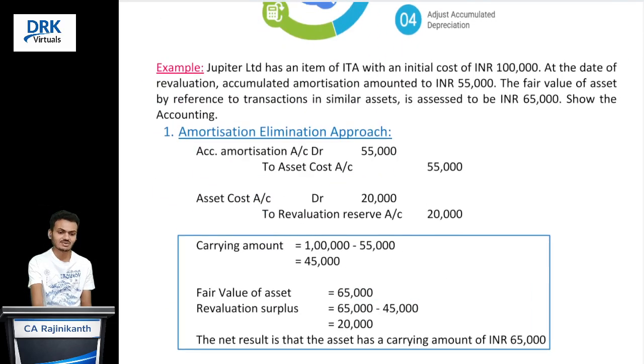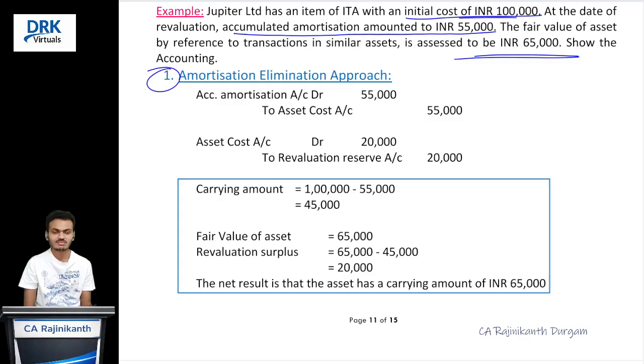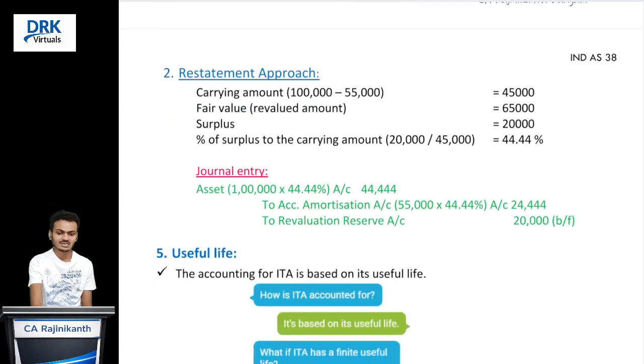So let's discuss with numbers so that you can get a good amount of clarity. Suppose initial cost is 1 lakh rupees, accumulated amortization is 55,000 rupees. It means our carrying amount is 45,000 rupees, correct? The fair value is 65,000 rupees on the date of revaluation. It means our revaluation gain is 20,000 rupees. In this case, the first method is elimination of the accumulated amortization balance. See the journal entry: we are eliminating the accumulated amortization balance by directly adjusting it to the gross carrying amount of the intangible asset, and you simply recognize the revaluation gain. That's it.